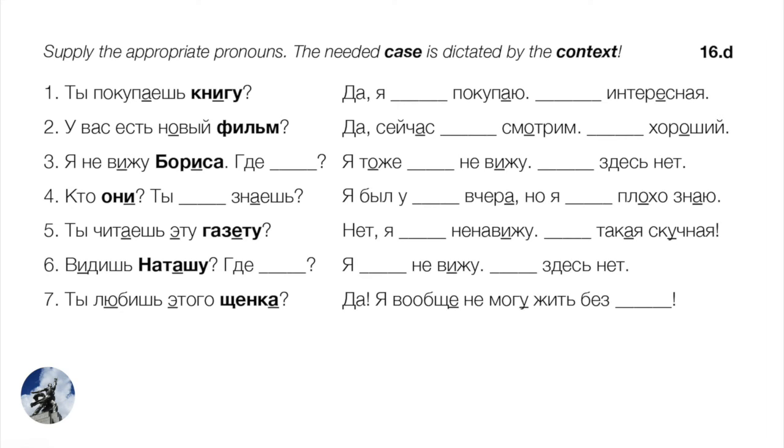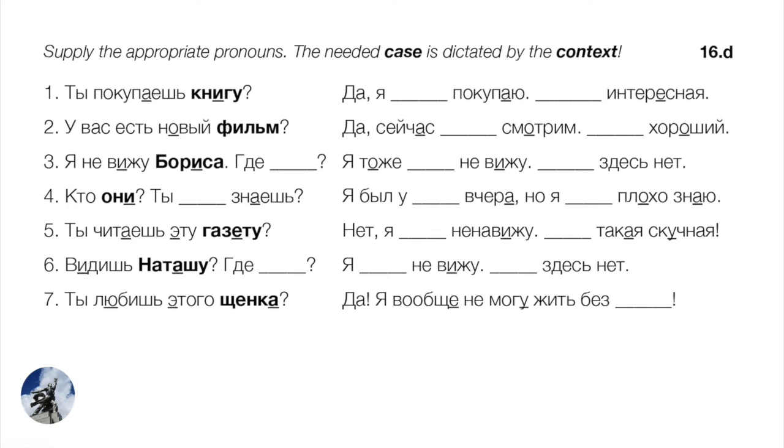Number four, кто они? Who are they? Ты, right? Знаешь, do you know them? We're trying to ask. Do you know them? Okay, that's an accusative, right? What's the accusative of они? Их. Ты их знаешь? Do you know them?